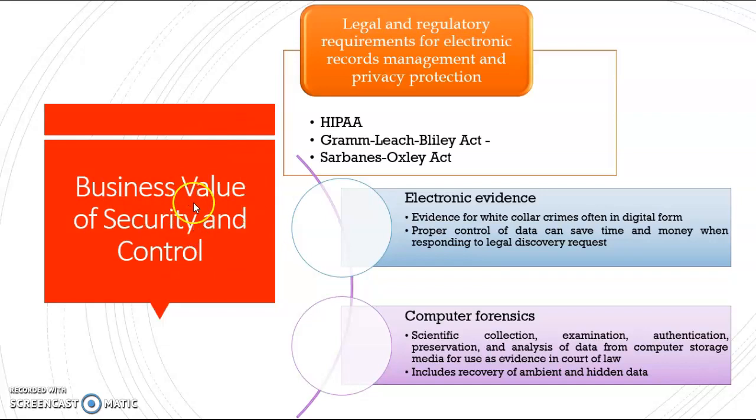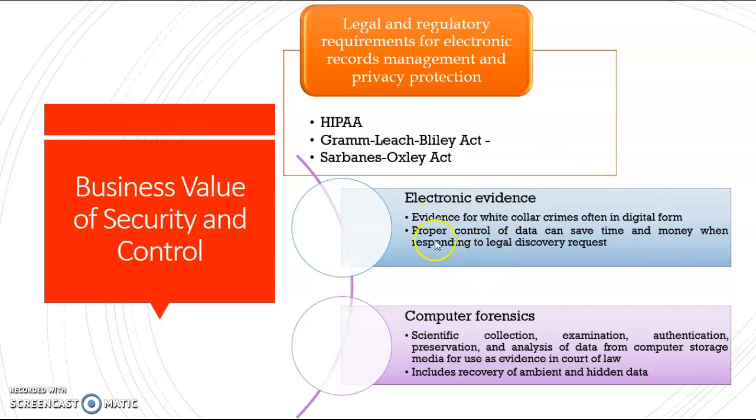In the business value of security and control, we have the legal and regulatory requirement. This is for electronic record management and privacy protection. In the US, they are protected by HIPAA, the Gramm-Leach-Bliley Act, and the Sarbanes-Oxley Act. In the business value of security and control, there are two things that we have to understand.